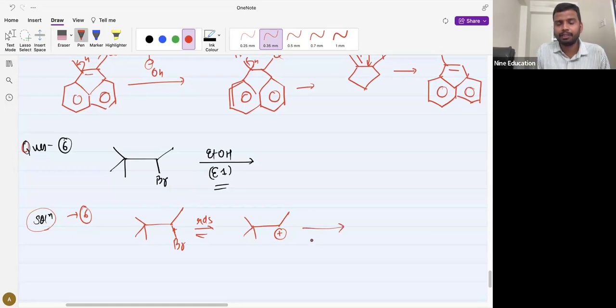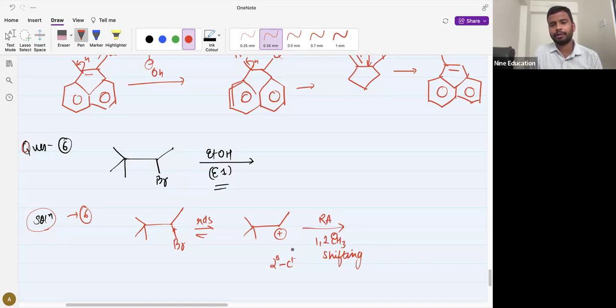Once this carbocation is made, you can go for ring expansion. There is no ring compression. Then you have to go for rearrangement. This is a 2-degree carbocation. Rearrangement करके क्या करेंगे? 1,2 methyl shifting. I have told you if you have a 2-degree carbocation, you can go to a 3-degree carbocation. कैसे? By methyl shifting. तो ये वाला CH3 will go and shift towards this carbon.